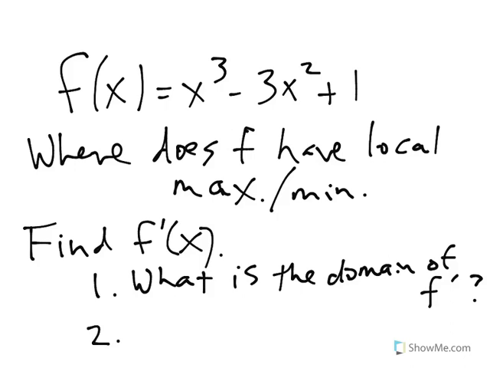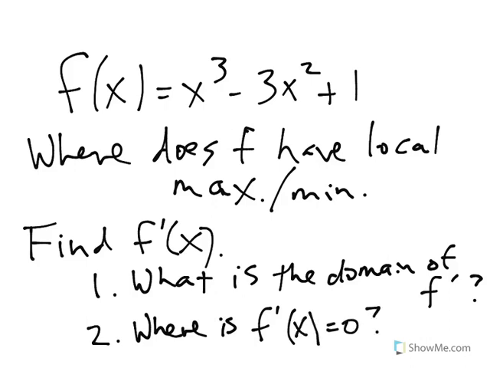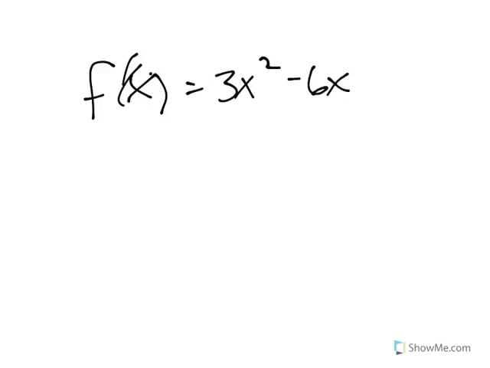Or the other thing we need to do is say, where is f prime of x equal to 0? So we're going to actually find f prime of x and then look at the domain of f prime and also look at where f prime is equal to 0. So take a look at our function we have up at the top. Pretty easy to find f prime there. f prime is 3x squared minus 6x. Okay, so f prime of x is equal to 3x squared minus 6x.